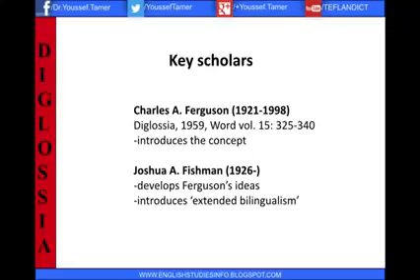And as part of his studies, he also dealt with the phenomenon of diglossia, and he further elaborated on the diglossic situation. He came up with other types of diglossic situations, as we are going to see in detail. So he develops Ferguson's ideas, and introduces what he called extended bilingualism. So we're going to see that he found that there are some speech communities that have bilingualism that functions like a diglossia, right? As we're going to see in detail in the following slides.